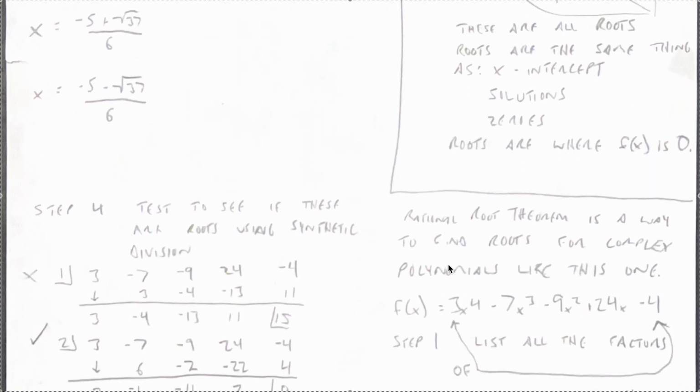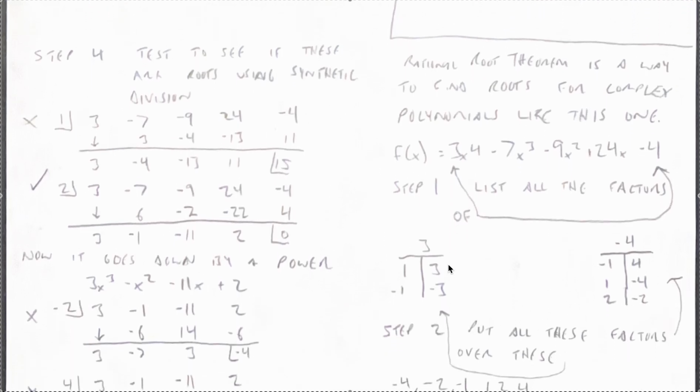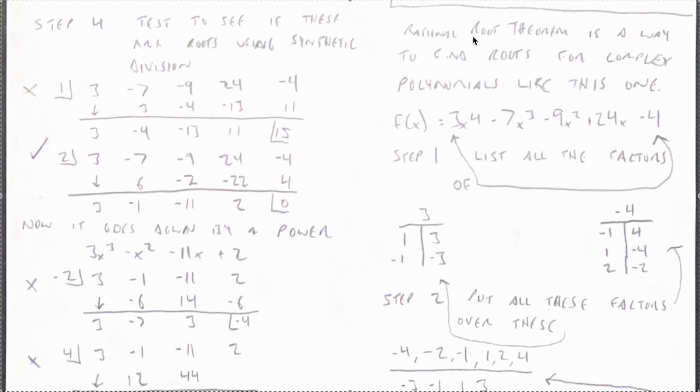She wants you to use the rational root theorem. So moving down, the rational root theorem is a way to find roots for complex polynomials like this one. You can't just factor this one. So step one, you're going to list all the factors of 3 and negative 4. The leading coefficient, with the highest exponent, is 3, and the constant term is negative 4.